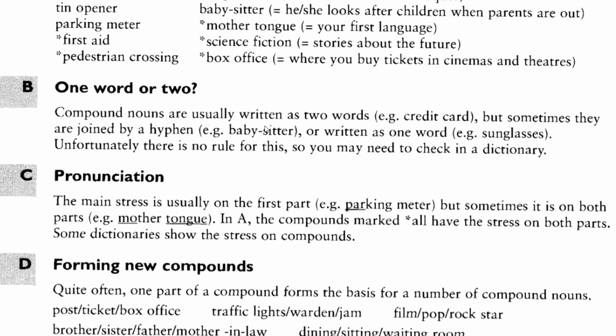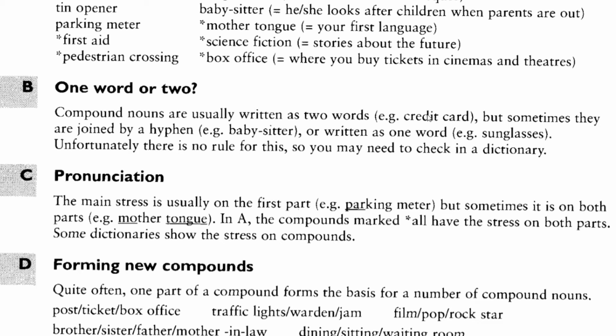But sometimes they are joined by a hyphen. That's why we say they are hyphenated. It is a hyphenated word. It means we use a hyphen between the two words. Or written as one word. So these are the three examples I have just talked about. Like sunglasses. So babysitter is a hyphenated word, sunglasses as one word, and credit card separate. Unfortunately, there is no rule for this.